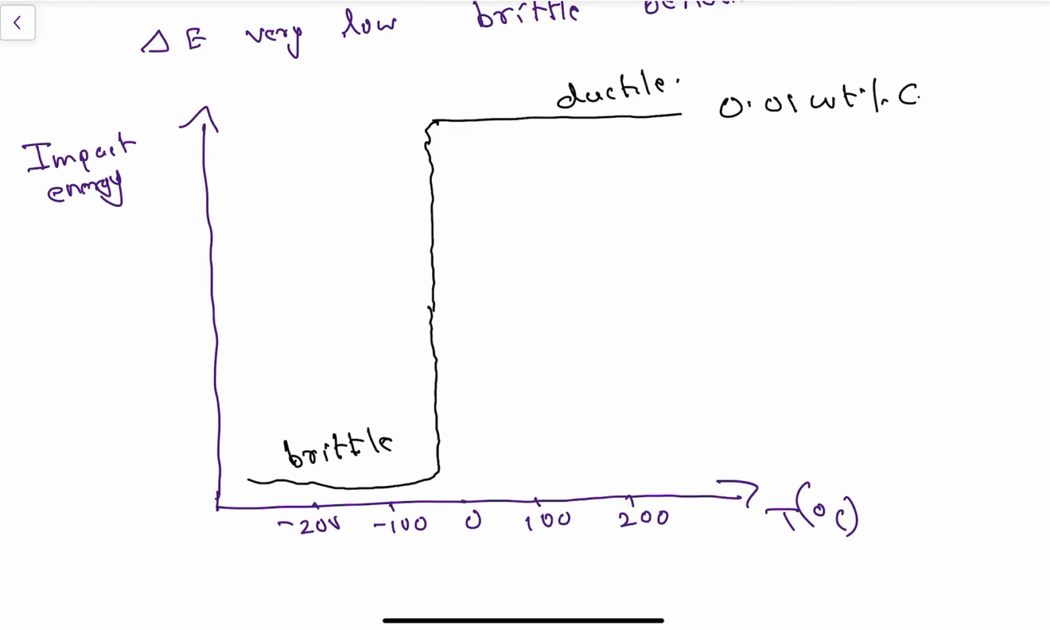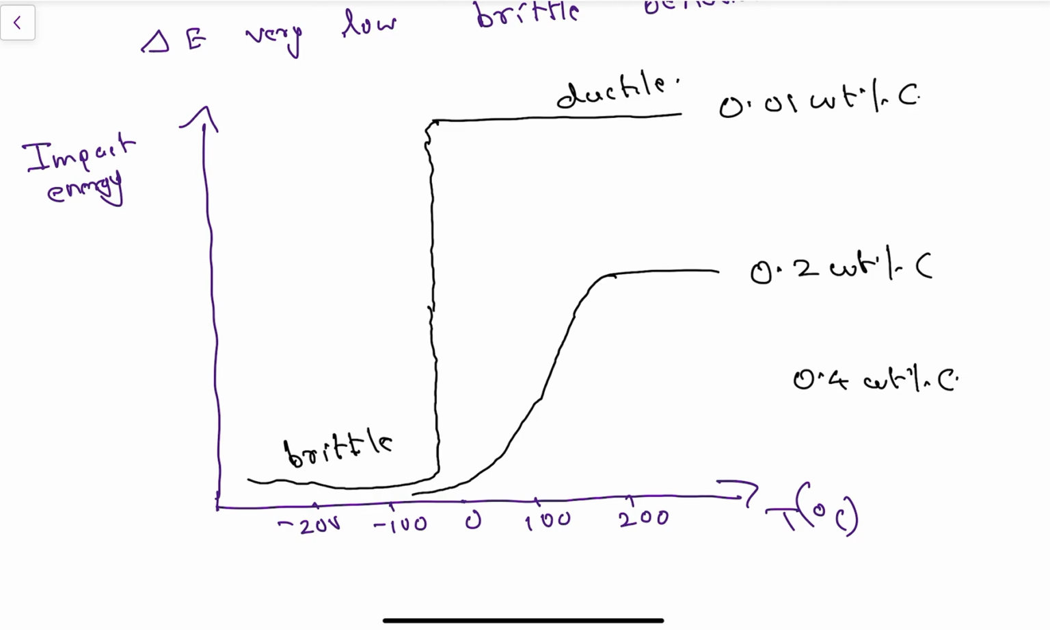Okay. So I did this experiment with another steel, which has a carbon content of 0.28%. I increased the carbon content. What I saw is that here also I had a transition. Here the transition is comparably gradual. In the earlier case, with a low carbon content, the ductile to brittle transition was sudden. Here it is quite gradual. So I did it with another specimen, with 0.4 weight percentage carbon. You can see that it is still more gradual.